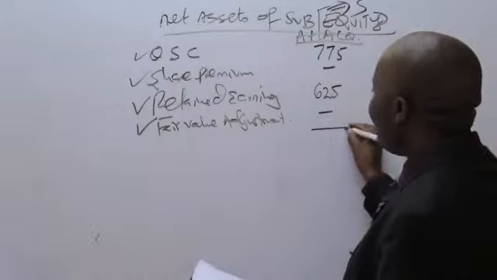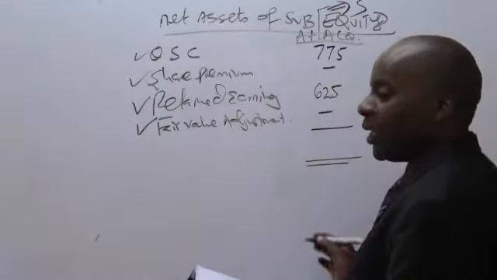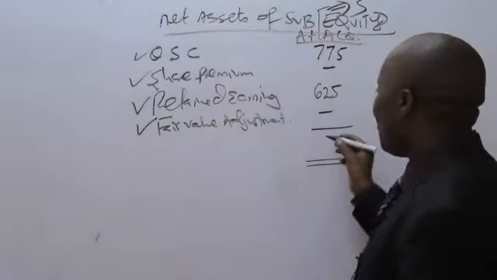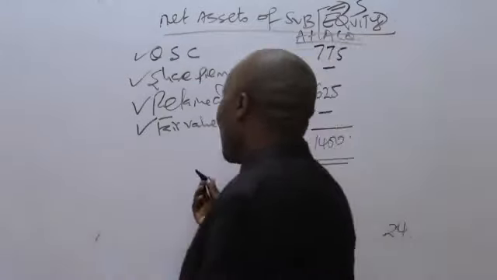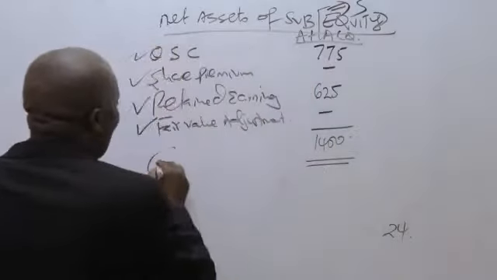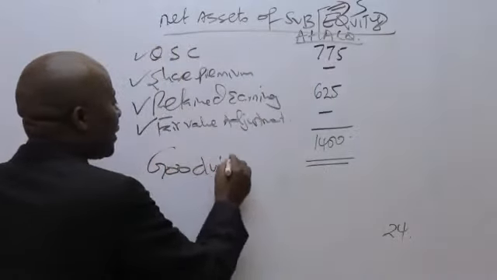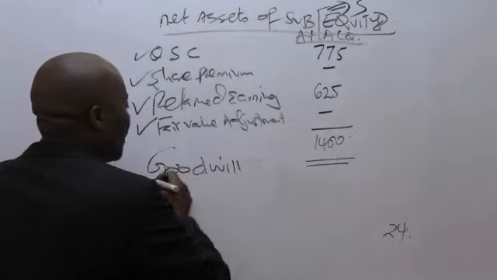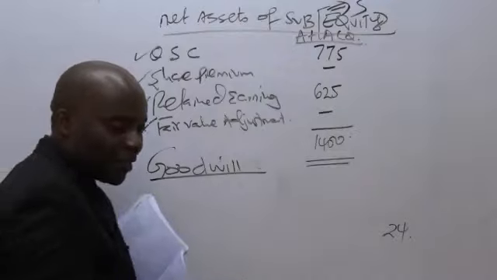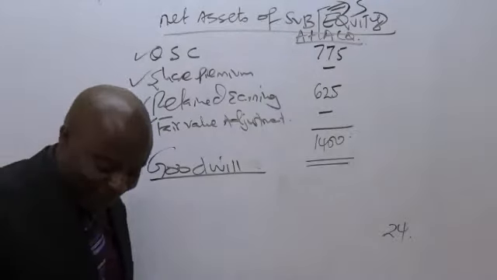So hebu niongeze hizi mbili zinakuja ngapi, hakuna hata vitu mingi, 1400. Great. So unakuja na muandikia hapa goodwill on acquisition. And some of these things, ladies and gentlemen, unafanya kama una smile. Unafanya kama unacheka. Ili ile mahesabu haitaki makasiriko.